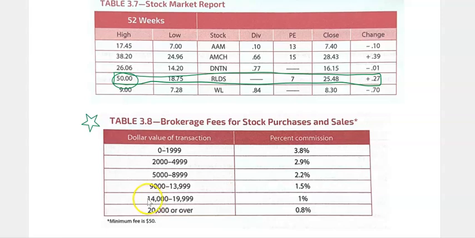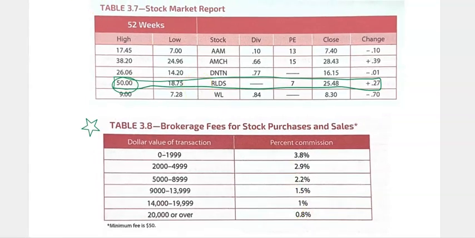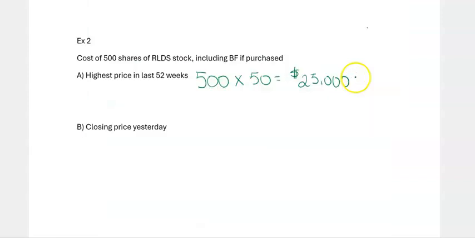Now the brokerage fee is based on how much it cost us to either buy or sell it. And it was $25,000, which is over $20,000. So we are going to pay a brokerage fee of 0.8% or 0.008. So the way we do that is we multiply $25,000, that's how much it cost us, times 1.008. If I just multiplied it by 0.008, that would give me my brokerage fee, but then I would have to add it to $25,000.